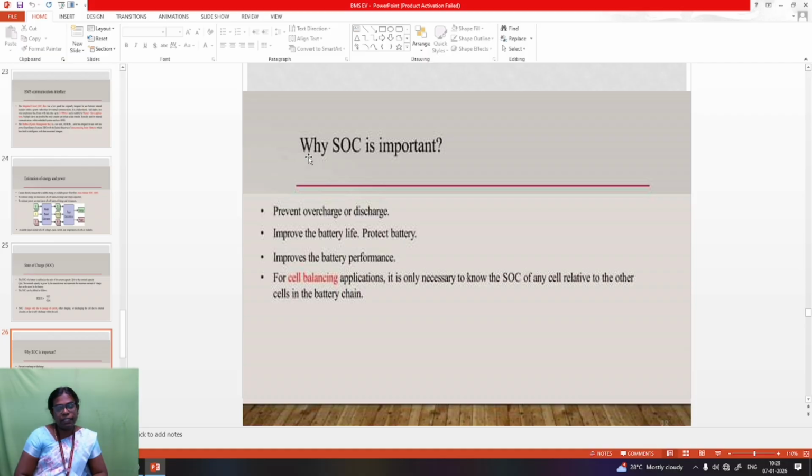Why SOC is important: it prevents overcharge or discharge, improves the battery life, protects the battery, and improves the battery performance. And for cell balancing application, it's necessary to know the SOC of any cell relative to the other cells in the battery chain. Okay.